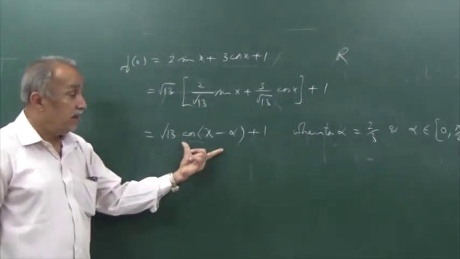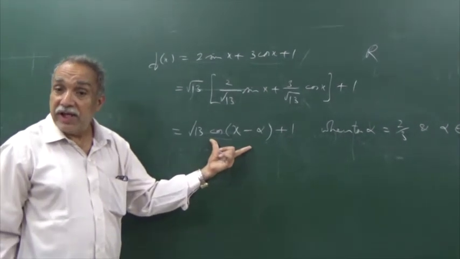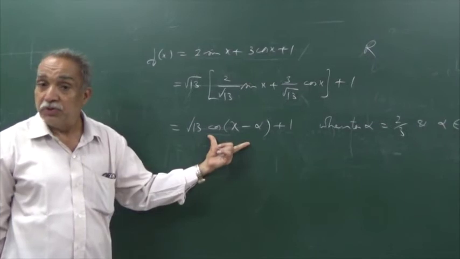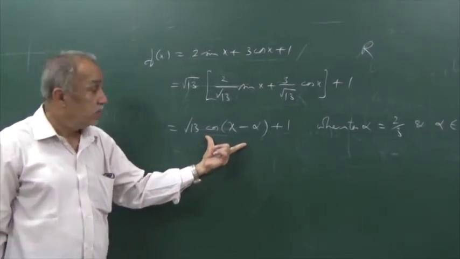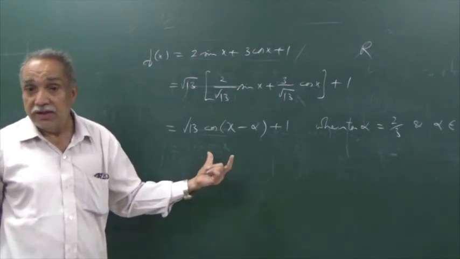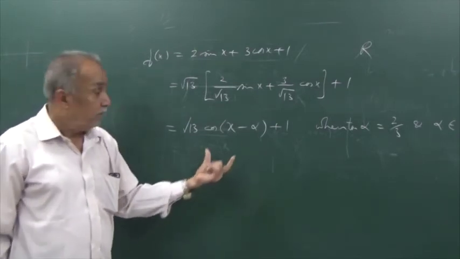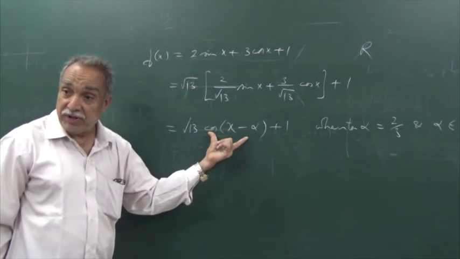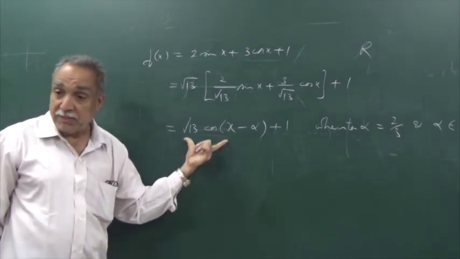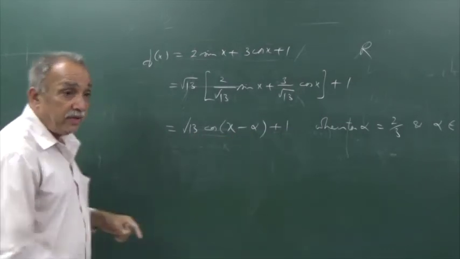The function formula is equal to this. Therefore, what is its range? Now it must be a simple exercise for you to determine the range, because the complication which was present earlier in the formula has been avoided. This is a number between minus 1 and 1. This will be between minus root 13 and plus root 13, plus 1. Add.